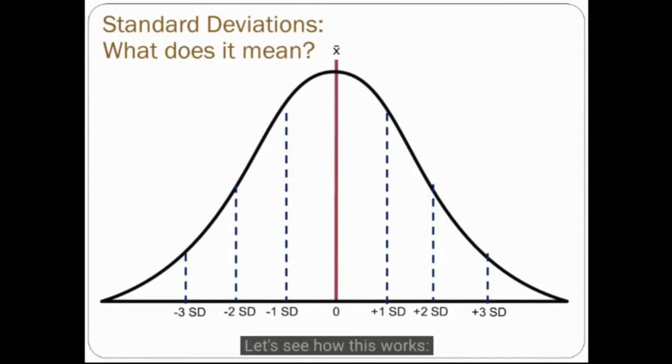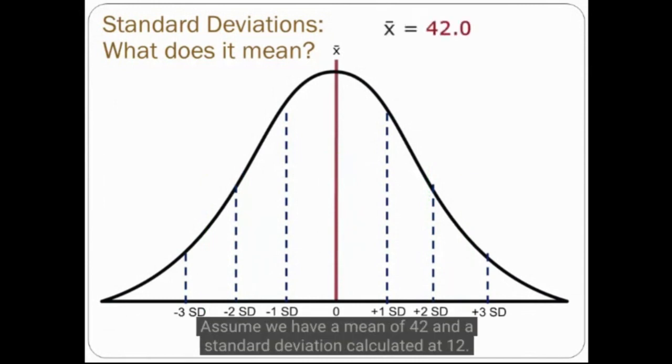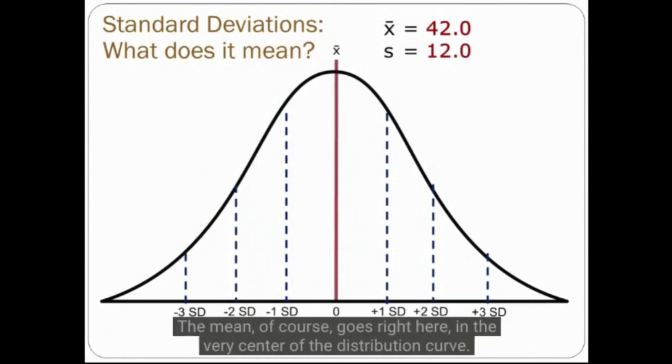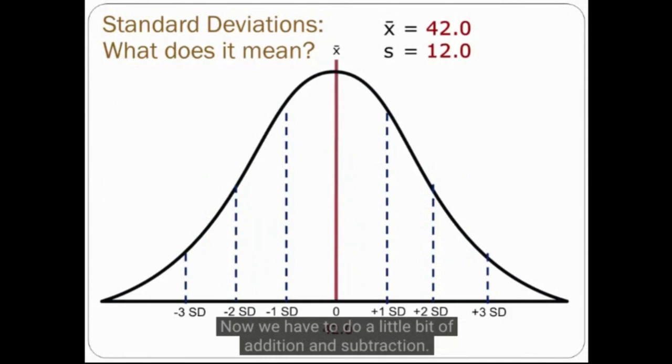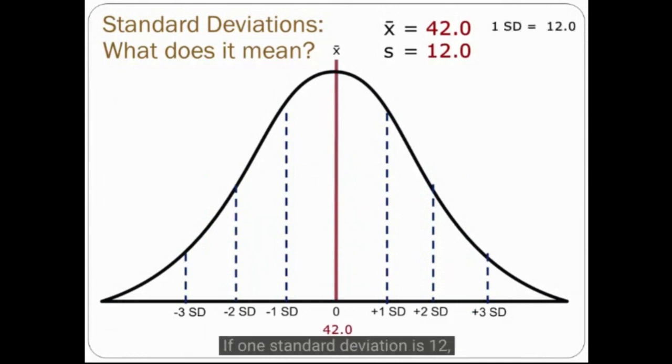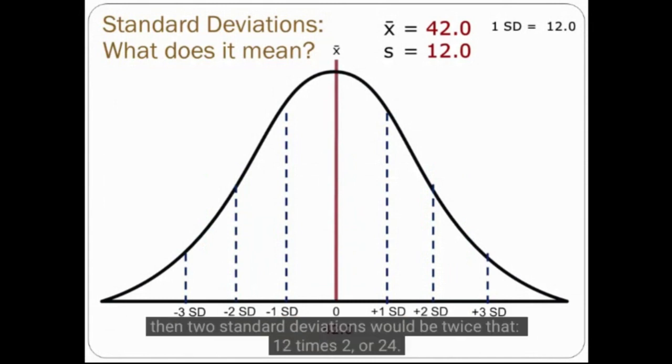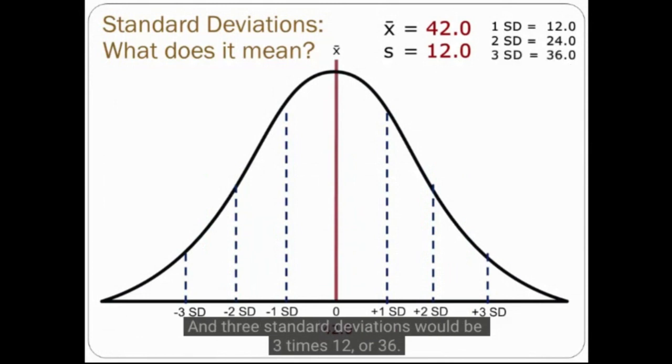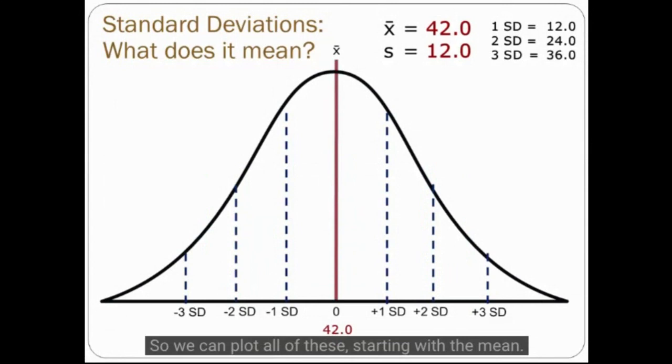Let's see how this works. Assume we have a mean of 42 and a standard deviation calculated at 12. The mean, of course, goes right here in the very center of the distribution curve. Now we have to do a little bit of addition and subtraction. If one standard deviation is 12, then 2 standard deviations would be twice that, 12 times 2, or 24. And 3 standard deviations would be 3 times 12, or 36. So we can plot all of these starting with the mean.